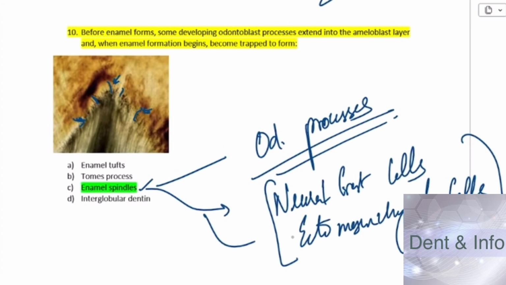Enamel tufts will also be seen along the DEJ. From the DEJ we see groups. These are again hypermineralized structures like tufts of grasses. Tomes' process is another name for the extension of the ameloblast. Interglobular dentine is unmineralized dentine, right?